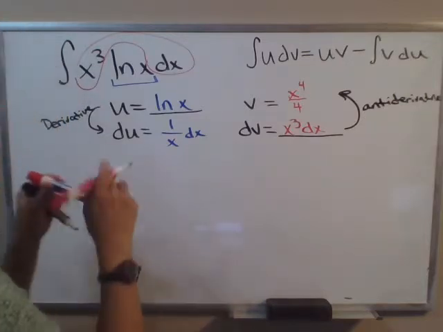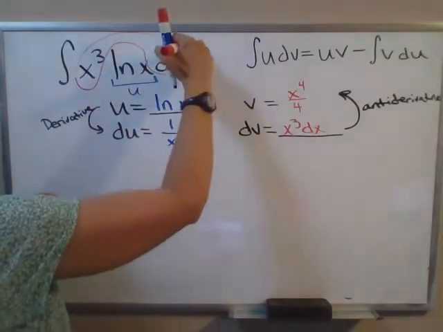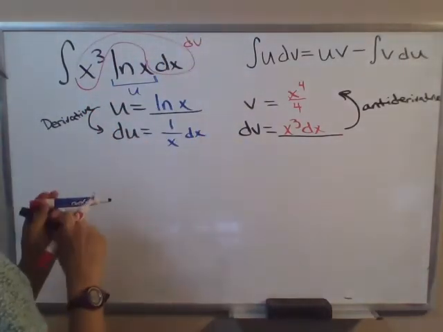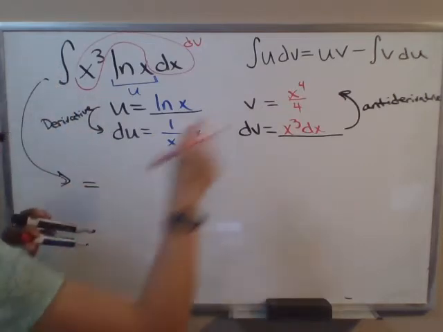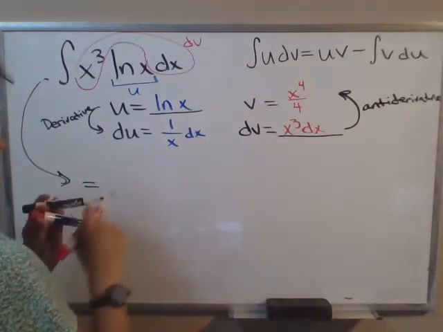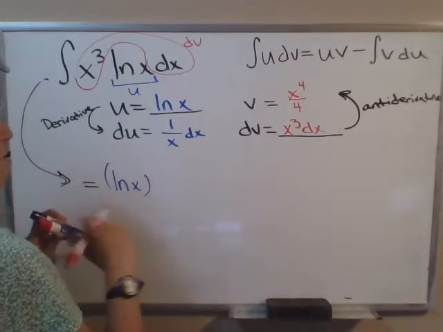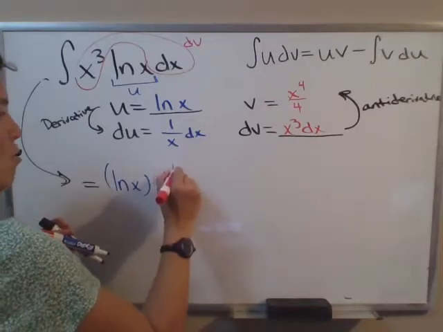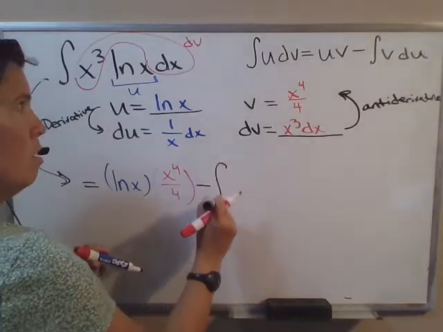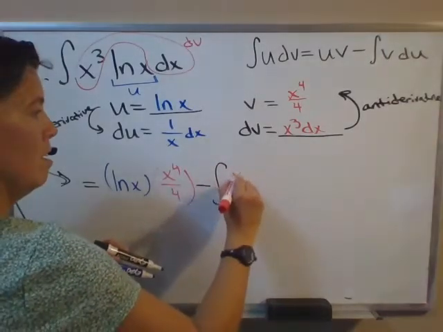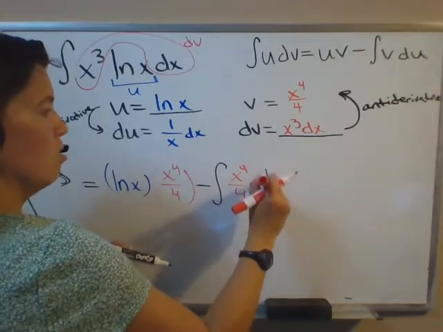So the integral of, here's our u times dv, all of this is dv, is equal to u times v, so u, which is natural log of x, times v, which is x to the 4th over 4, minus the integral of v, which is x to the 4th over 4, times du, which is 1 over x.